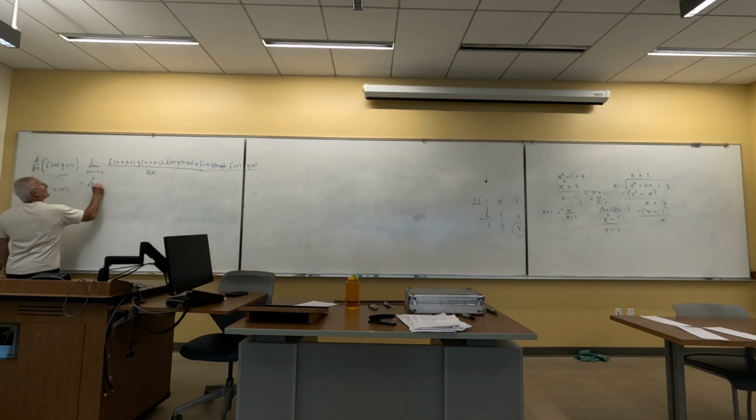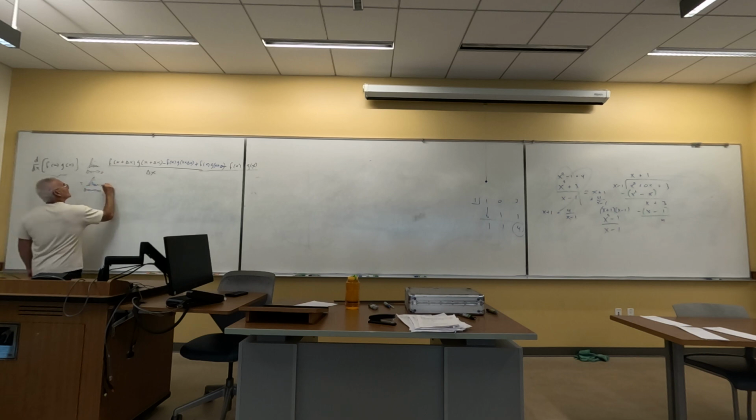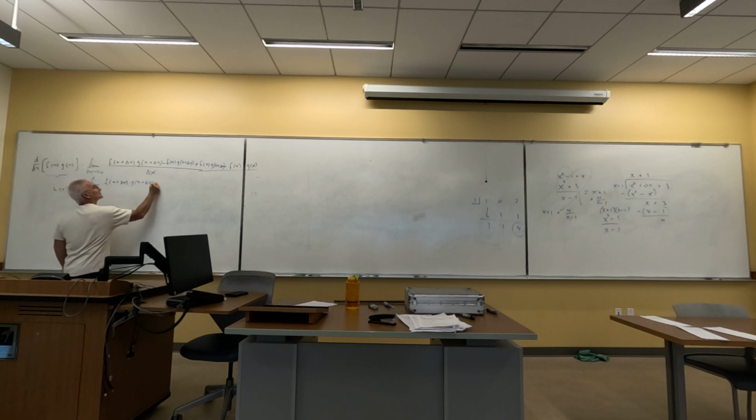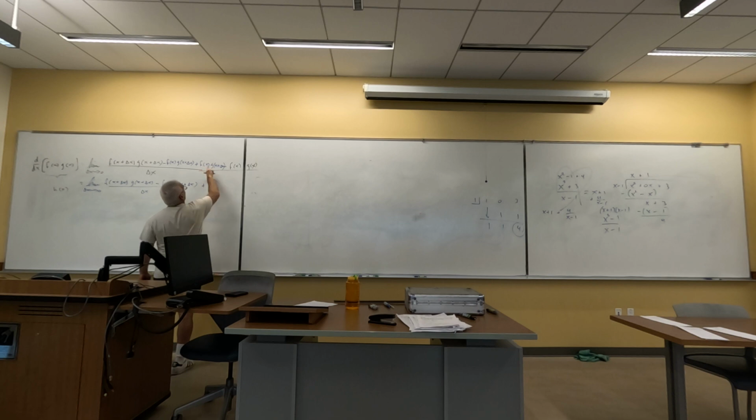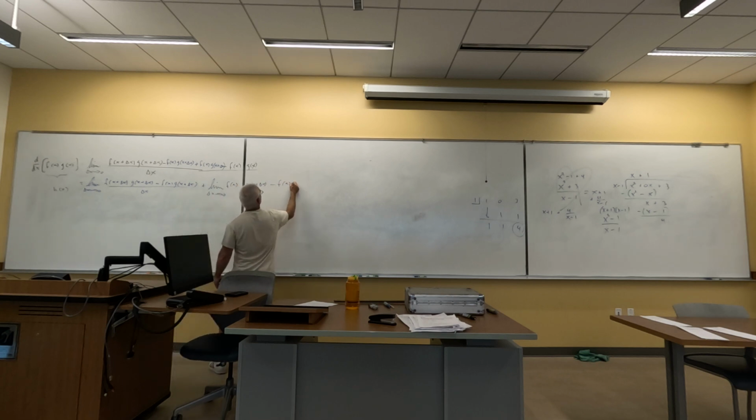What if I now do this, like this? So I have f of x plus delta x times g of x plus delta x, minus f of x times g of x plus delta x, all over delta x, plus, then what have we got? We've got f of x times g of x plus delta x, minus f of x times g of x. There we go.